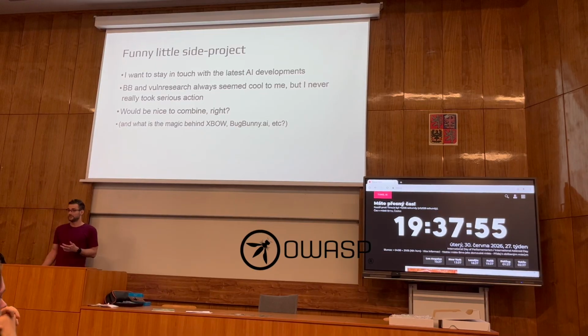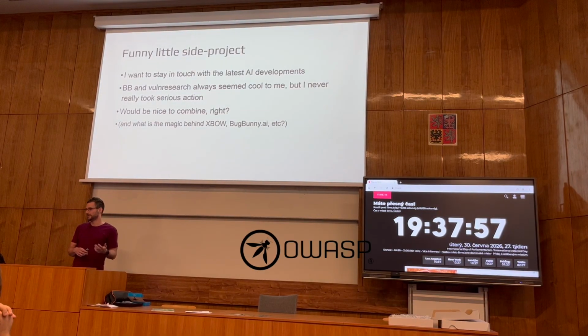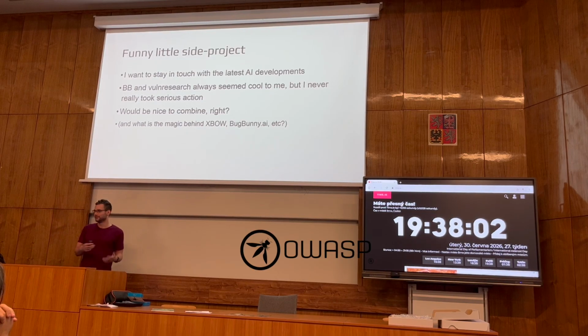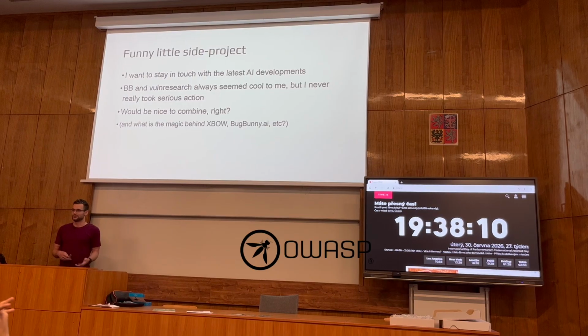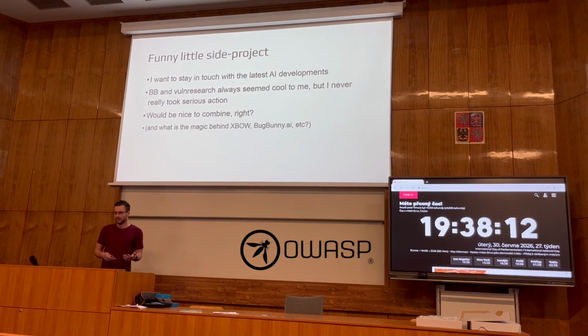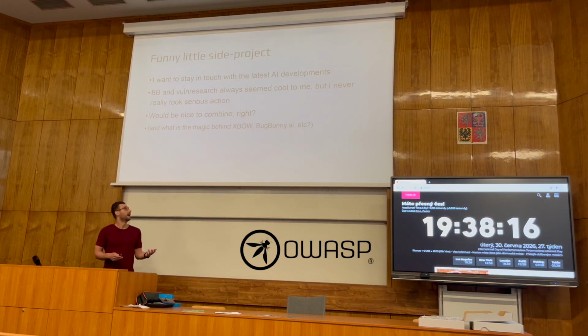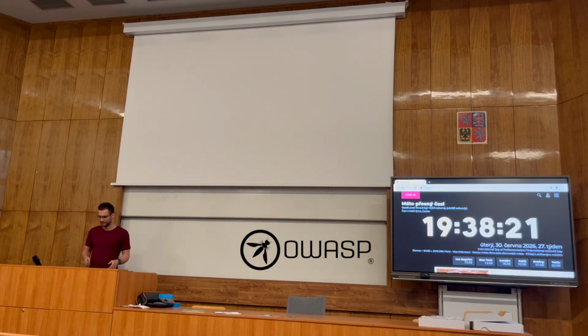And bug bounty and vulnerability research always appeared cool to me, like coming to these OWASP meetups and hearing from Kamil and others about cool vulnerabilities they found. It was really inspiring to me, but I never really took serious action, like to delve deep into that. So I thought it would be nice to combine, right? Vulnerability research and AI, and I will fix that in a second.